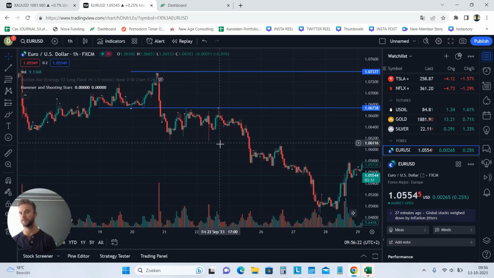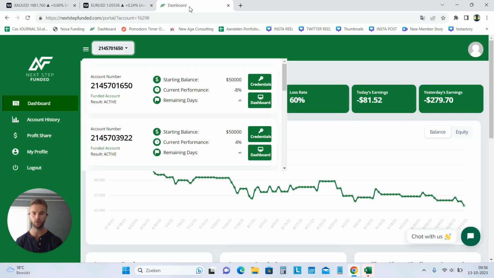Now let's dive into funding, because what happens if you can trade, you learn the concepts, you build a strategy, then you want to get an income from trading. How can you do that? Nowadays it's quite easy with these funding companies. So let's go to my dashboard in one of my funded accounts.